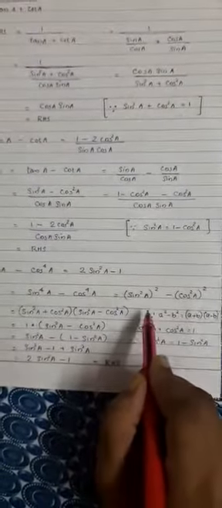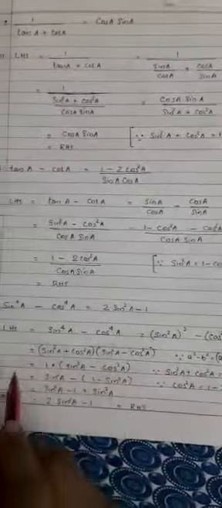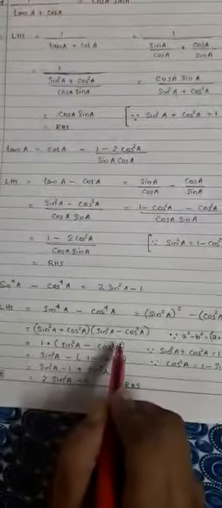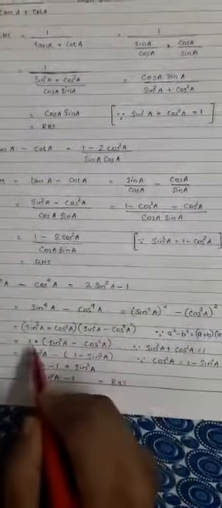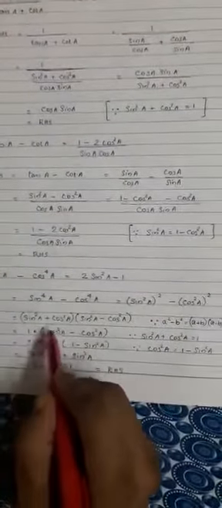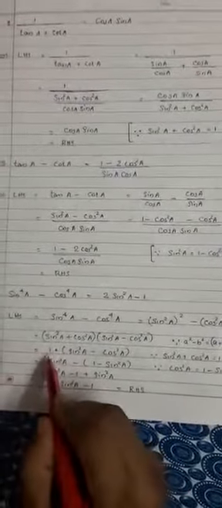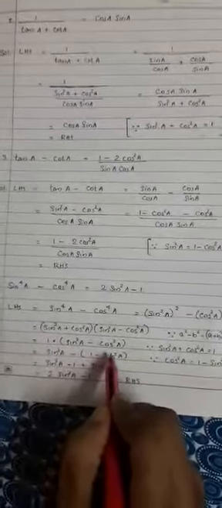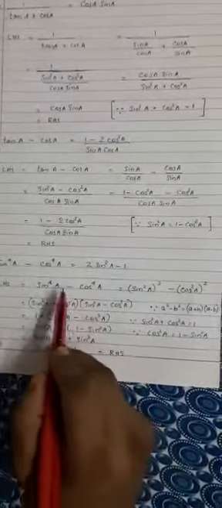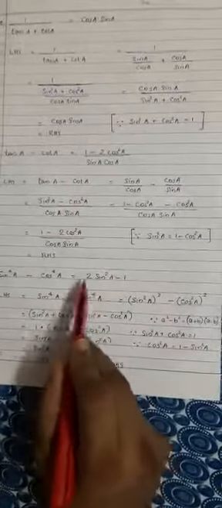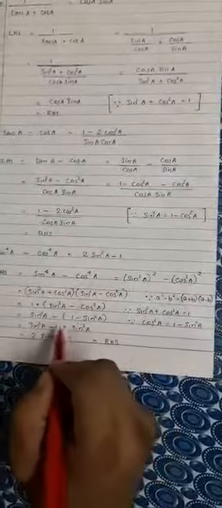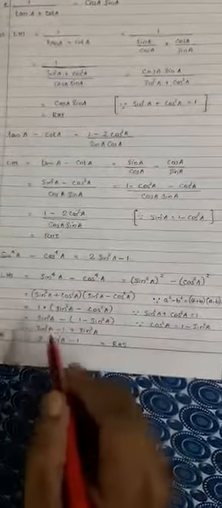As you know, the identity is A square minus B square is equal to A plus B into A minus B. So this becomes sin square A plus cos square A into sin square A minus cos square A. But we know that sin square theta plus cos square theta is equal to 1. So this becomes 1 into sin square A minus cos square A. From the question, the RHS side is 2 sin square A minus 1. So remove this cos square A from this.